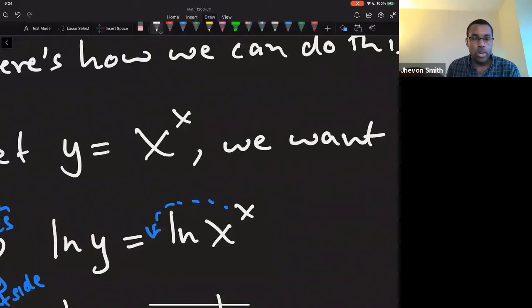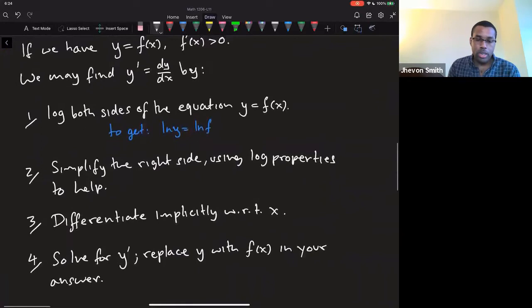Just call the thing that I want to differentiate by some variable. Could be y, could be z, could be p, could be t, it doesn't matter. Just call it by something. Then you can log both sides of the equation. Use your log properties to simplify the problematic side, which is going to be the right side. And you differentiate implicitly with respect to x or whatever the independent variable is. And then you solve for y prime.